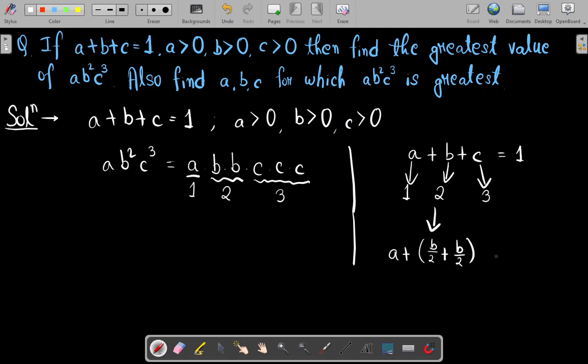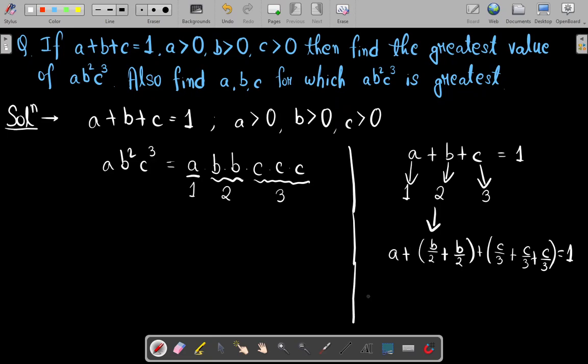Similarly, from c, we have to get three partitions of c, right? So if I rewrite this as c upon 3 plus c upon 3 plus c upon 3, this condition is still valid, right? If we sum this, we still get a plus b plus c equal to 1. Since these are real numbers, if I divide them by 2 or 3, these will again be real numbers, right? So I can now use the AM greater than GM condition.